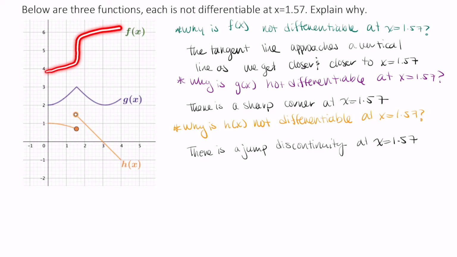This should also be a good time to reiterate that these functions, at least f and g, are continuous. I could sketch them without lifting my pencil, but remember, continuity at a point, namely, in this case, our example is 1.57. So continuity at a point does not imply differentiability. So just because this function is continuous at this point and I can sketch it out without lifting my pencil does not mean it is differentiable at that point.